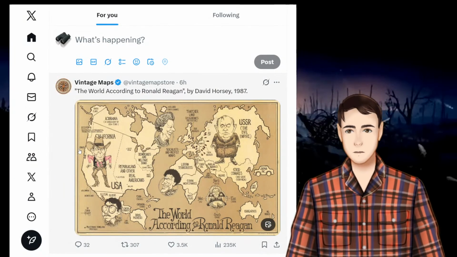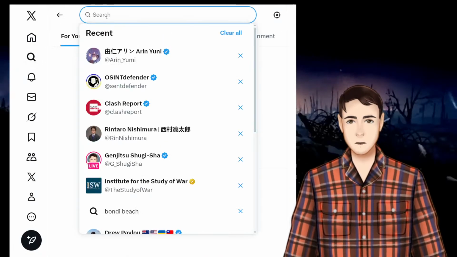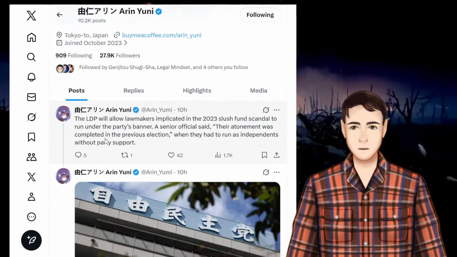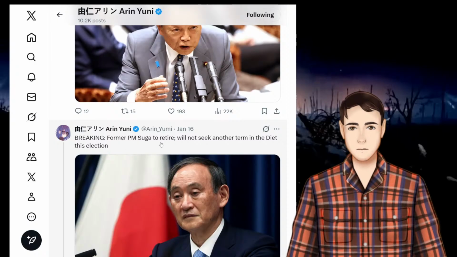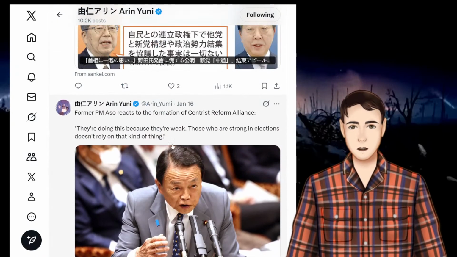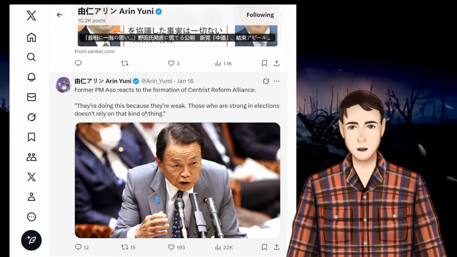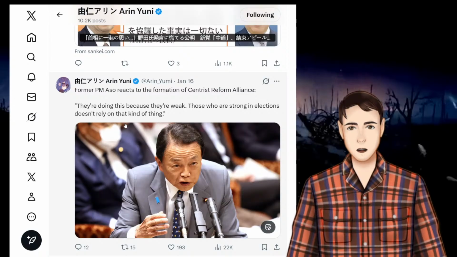All right. Oh, this is cute. Why don't I check in on what's going on with Japan news? Let me scroll back. Let's see if I remember anything. Oh, yeah. Former PM Suga to retire. Covered that. Former PM also reacts to the formation of the Centralist Reform Alliance. They're doing this because they're weak. Those who are strong in elections don't rely on that kind of thing.